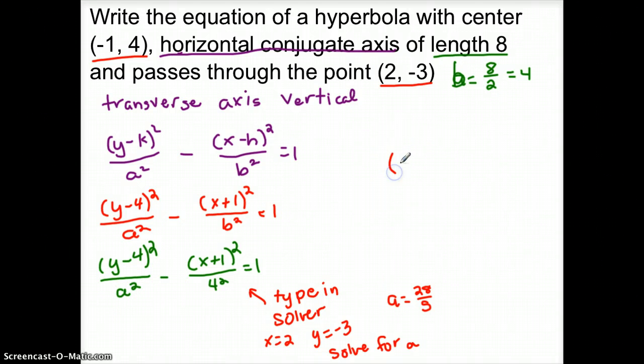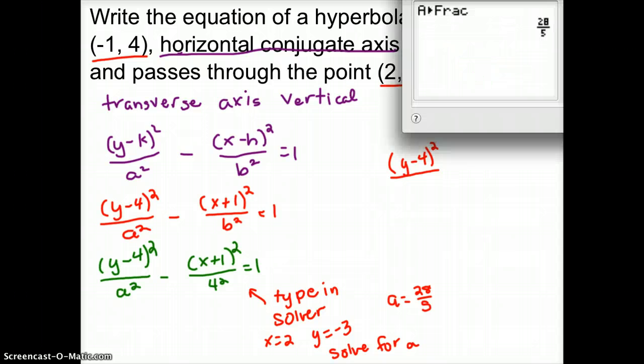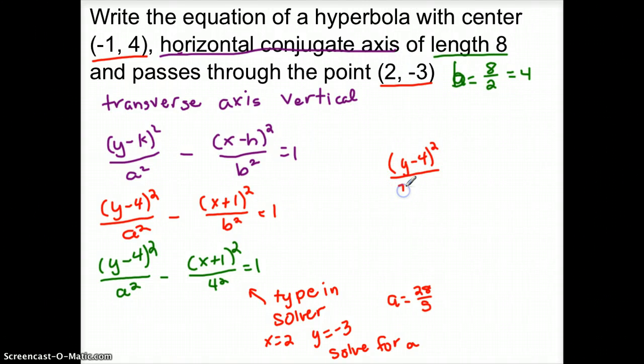Okay, so I'm just going to rewrite my equation. So it's going to be y minus 4 squared over a squared. But remember, hang on, let me go back over here. I only told you what a was. I actually need a squared. So we're going to do alpha a squared, but I'm going to write that as a fraction. Okay, so it's 784 over 25. So that means on the bottom I have 784 divided by 25. That's actually a squared, so I don't need to square it.